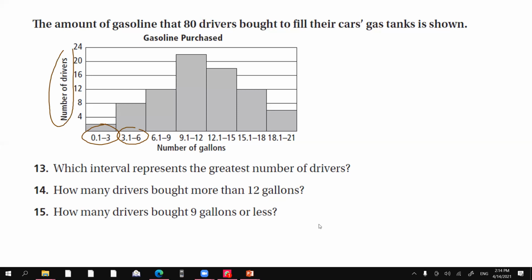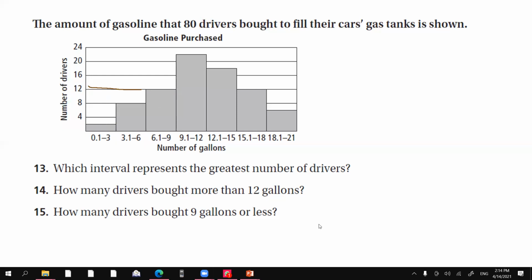They found, as an example, that 12 drivers filled their cars with 6.1 to 9 gallons. Now my question: which interval represents the greatest number of drivers?